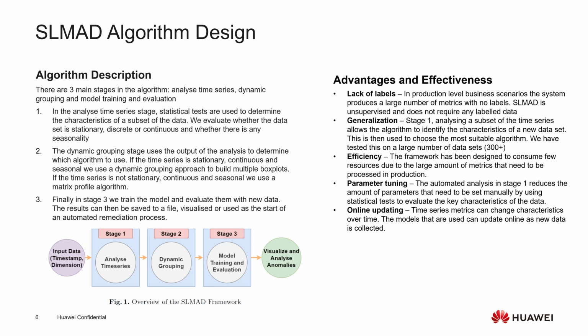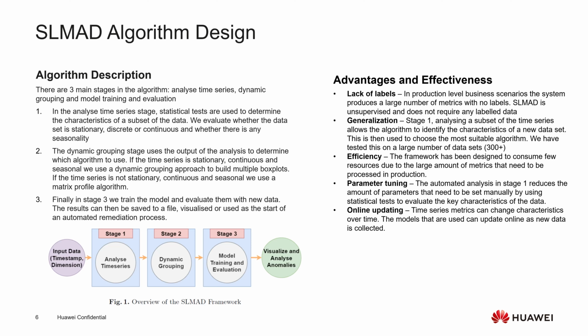So in stage 2, we do dynamic grouping and use the output of the analysis stage to determine which algorithm to use. If the time series is stationary, continuous and seasonal, we use a dynamic grouping approach to build multiple box plots. If the time series is not stationary, continuous and seasonal, then we use a matrix profile based algorithm. Finally, in stage 3, we train the models and evaluate them with new data. The results can be saved to a file, we can visualize them, or use them as the start of an automated remediation process. So this overall framework has a number of different advantages.